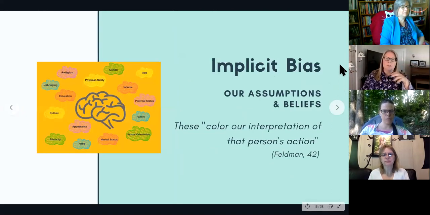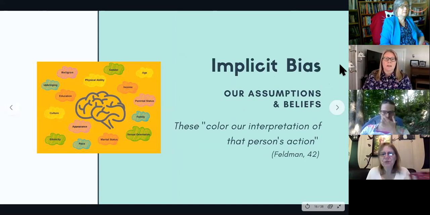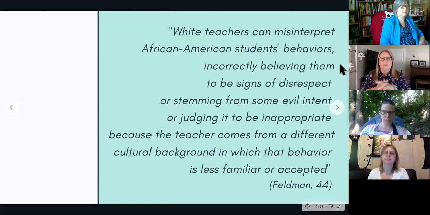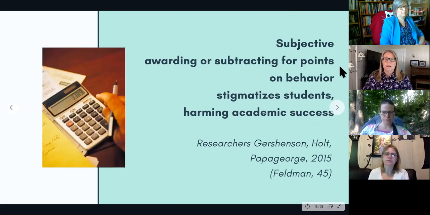So he talks in this chapter a little bit about implicit bias, our assumptions and beliefs, and how these can color our interpretation of that person's action. He says that white teachers can misinterpret African-American students' behaviors incorrectly, believing them to be signs of disrespect or stemming from some evil intent, or judging it to be inappropriate because the teacher comes from a different cultural background in which that behavior is less familiar or accepted. He says that subjective awarding or subtracting of points on behavior stigmatizes students and harms academic success. And he cites several researchers about that.